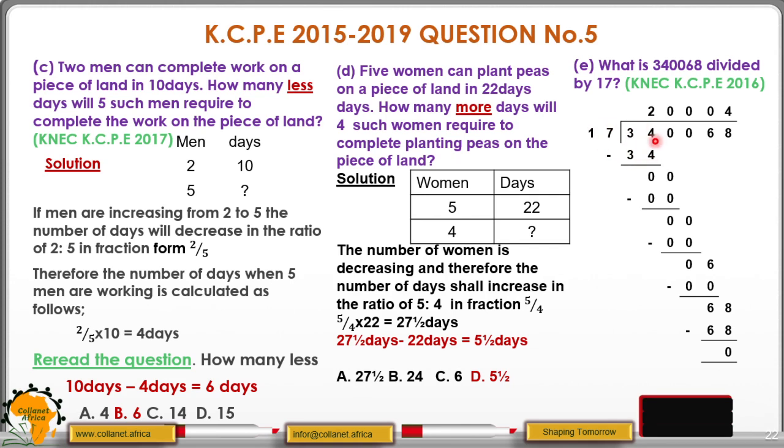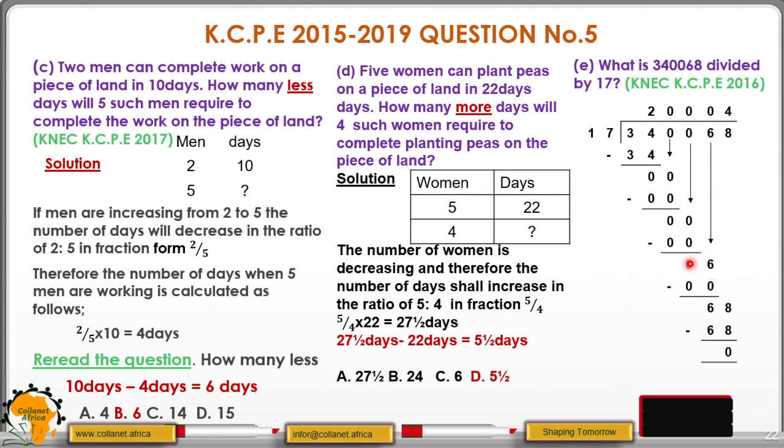So after getting 34, you subtract and then you drop the next digit. After dropping, you'll notice that these zeros cannot divide 17. Therefore, you put a 0 here. Then 0 times 17, you get the zeros here. So after subtraction, you are going to get 0. Then you drop the next digit, which is a 0. So 0 cannot divide that. So you place a 0 up here. Then 0 times 17, you get 0. So you subtract, you get a 0. After getting a 0, you drop 1.